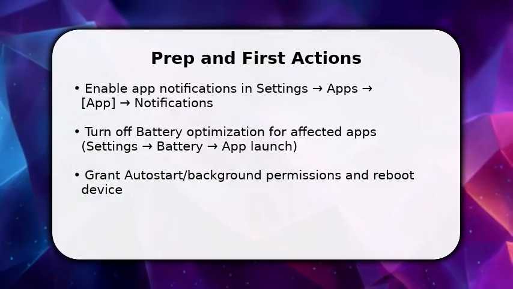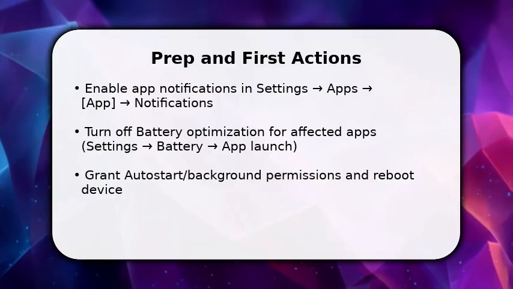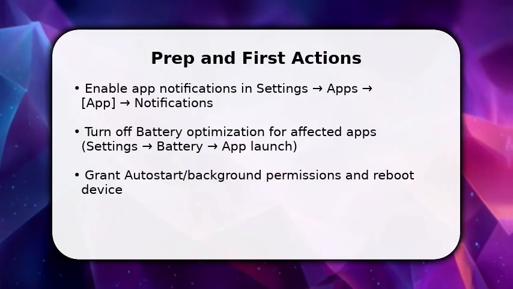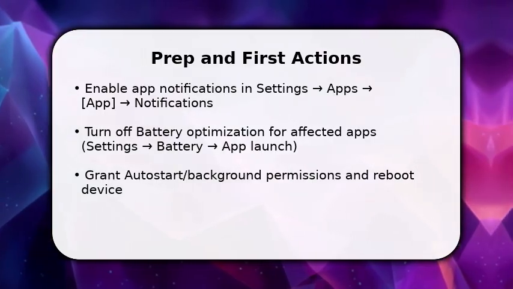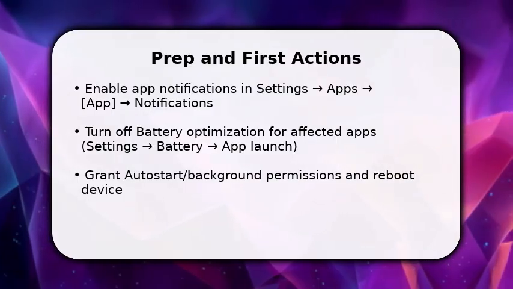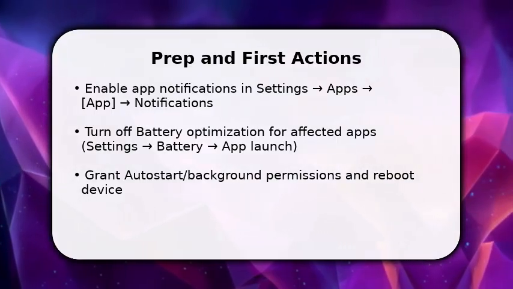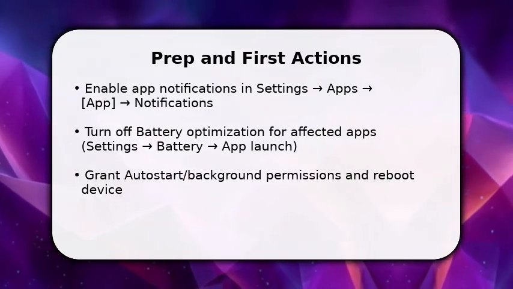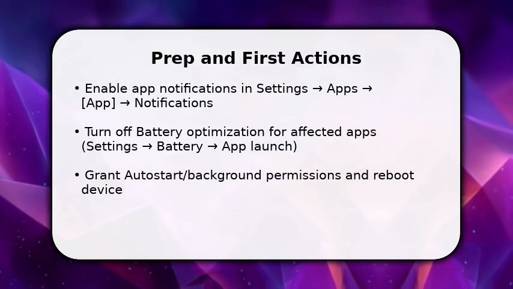You start by confirming essentials: open settings and enable notifications for the app, then disable battery optimization so Android won't kill it. Once done, allow auto start or background activity for that app. This prevents the system from stopping notification services. Make sure you reboot after changing these settings so services restart cleanly.